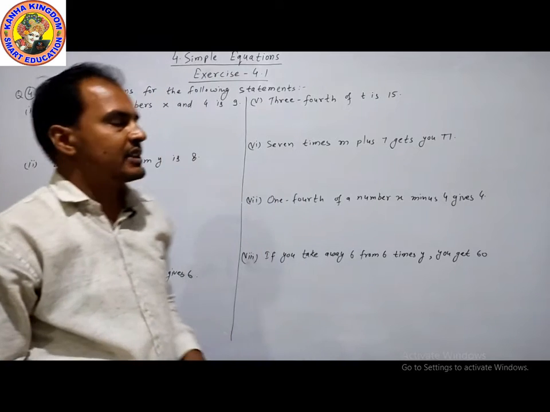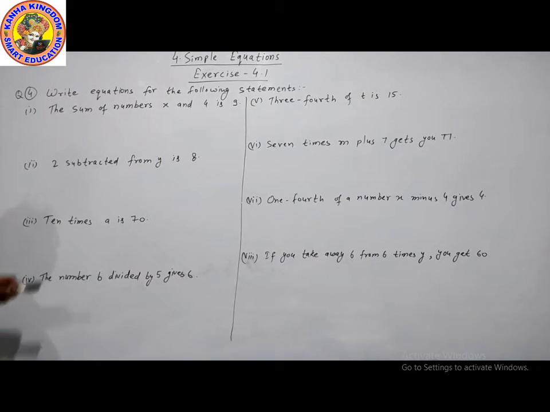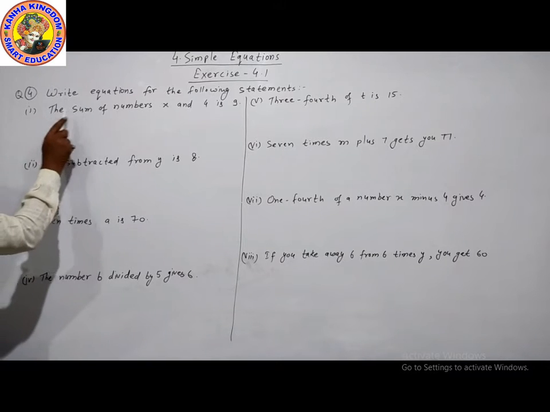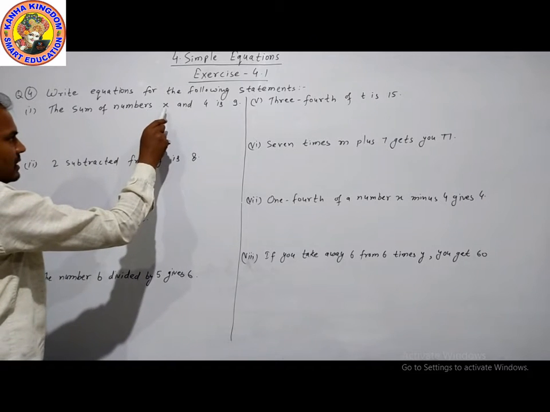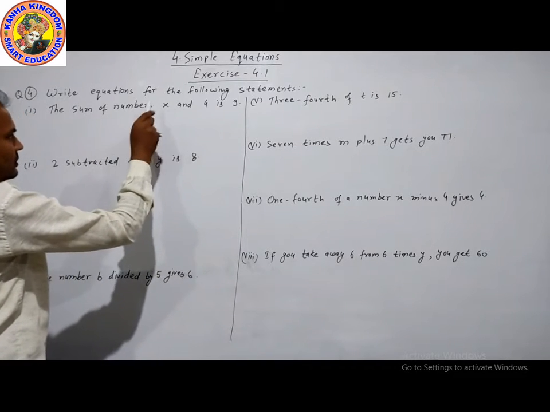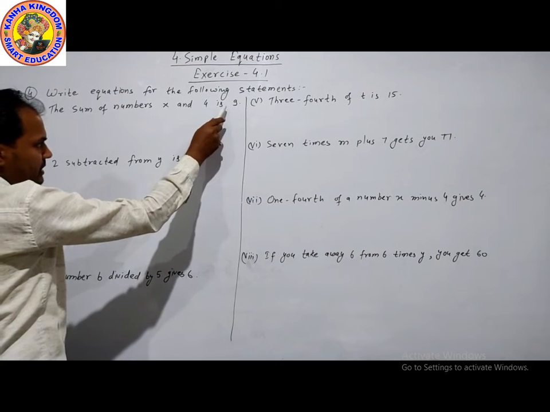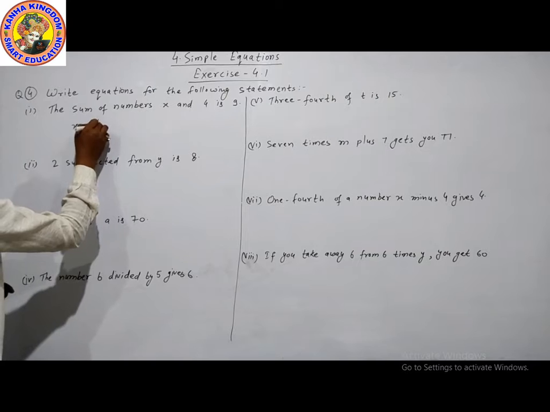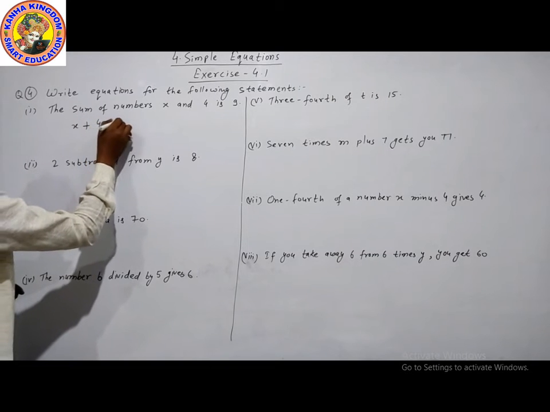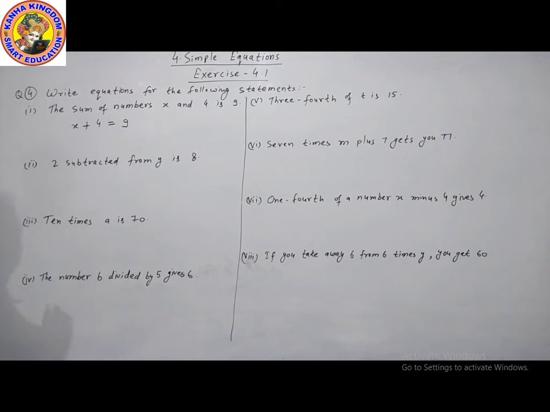Now our next question is question number 4. Write the equation for the following statements. We have to write the equation. First is the sum of numbers. We will add the numbers. Which numbers? x and 4 is equal to 9. Sum of x and 4 is equal to 9. This is our solution.